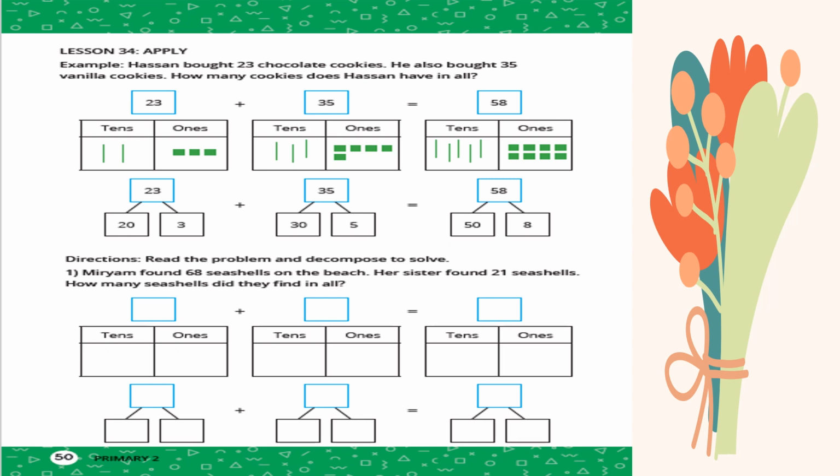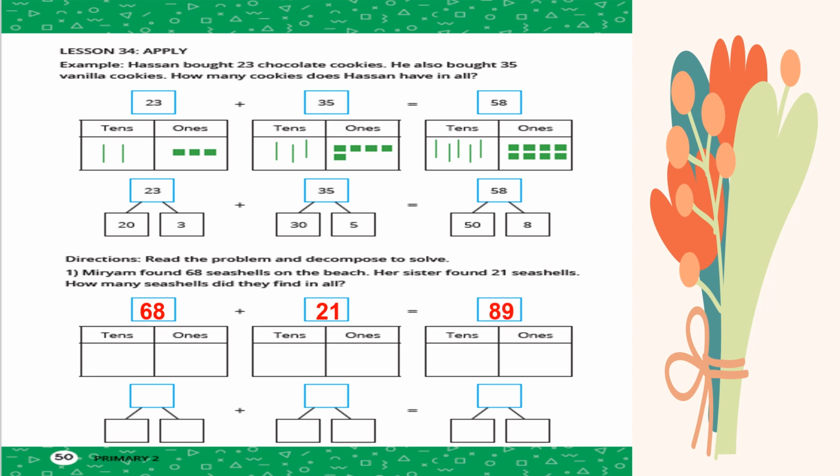Another story problem. Read the story problem and choose and decompose to solve. Mariam found 68 seashells on the beach. Her sister found 21 seashells. How many seashells did they find in all? In all is a keyword for addition. So 68 plus 21. Let's put ones with ones and tens with tens. 8 plus 1 equals 9. 6 plus 2, after 6: 7, 8.